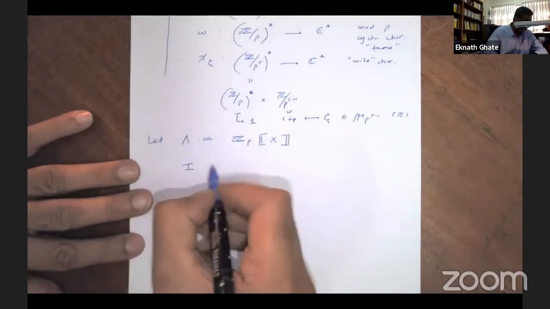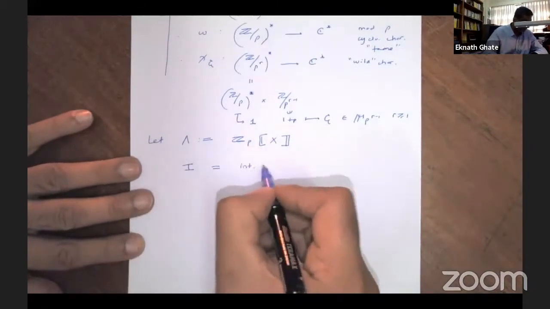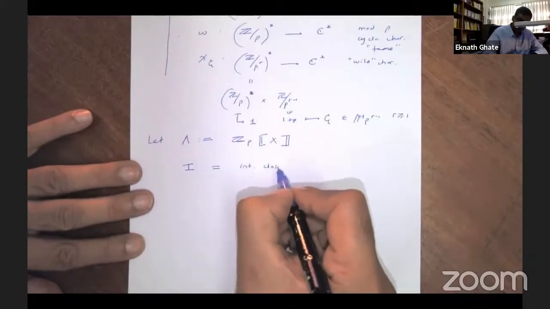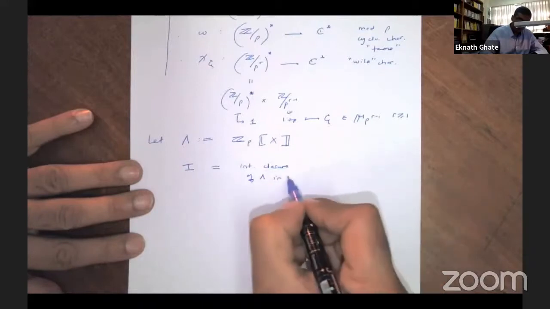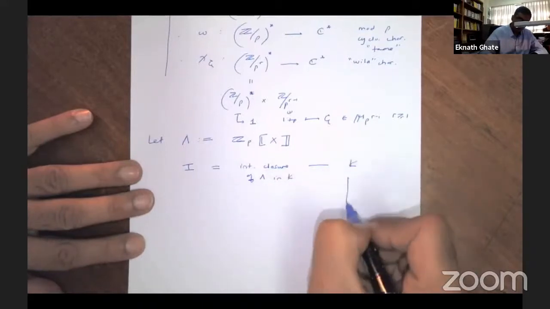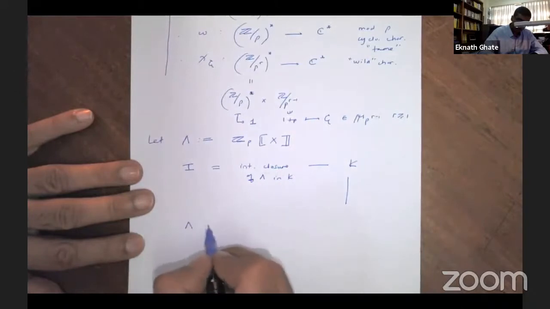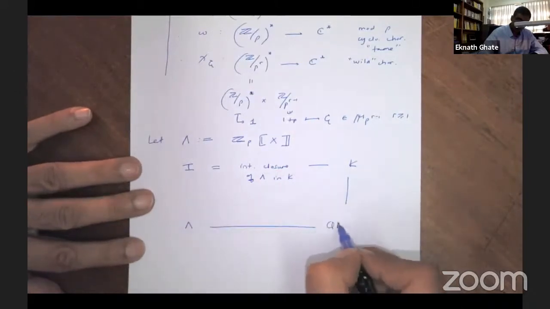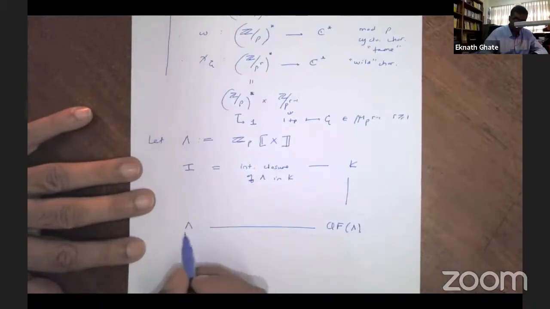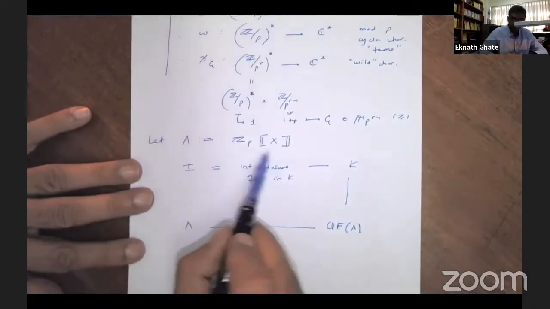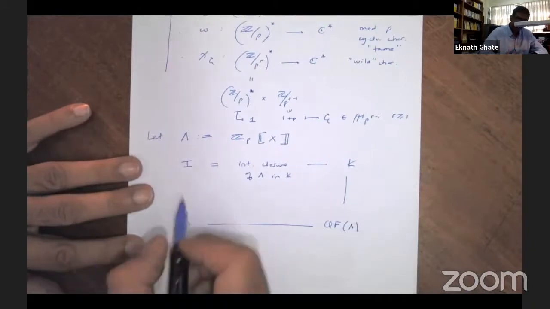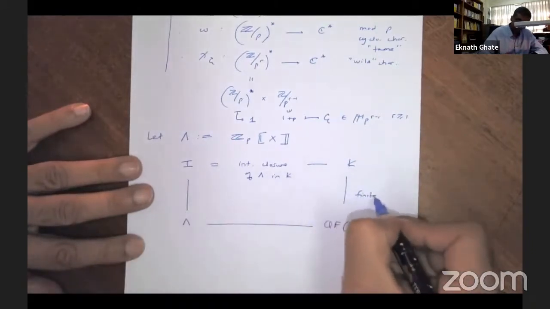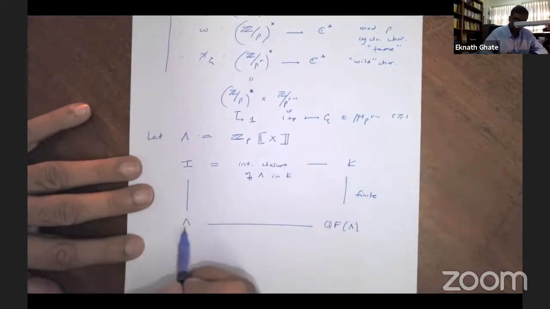Okay, and then I will be the integral closure of lambda in K. Well, what is K? K is going to be a finite extension of the quotient field of lambda. Okay, so lambda is an integral domain. That's a nice exercise to do. So this is a domain. So you can look at all fractions of power series and you get a quotient field. You can take a finite extension of that field, and then you can take the integral closure of lambda in K.